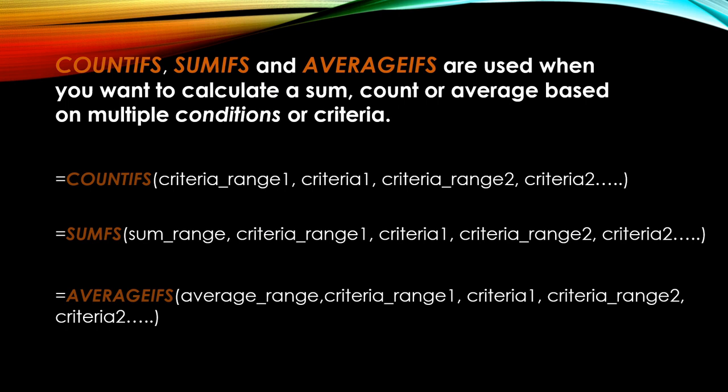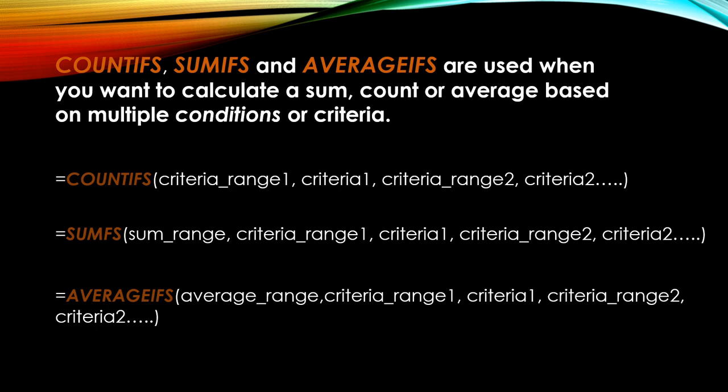Basically what these do is they allow you to evaluate a count, sum or average based on multiple conditions or criteria. Syntax wise, COUNTIFS consists of a combination of criteria ranges and criteria. So you will see criteria range 1, criteria 1, and then criteria range 2, criteria 2, and this extends for as many criteria as you want to include. Then SUMIFS and AVERAGEIFS work the same way.